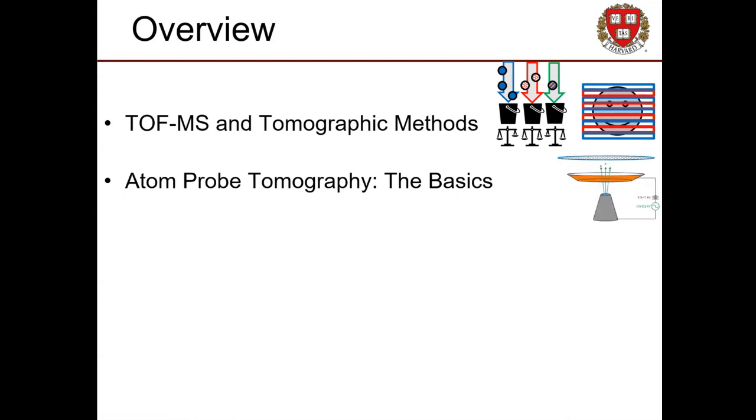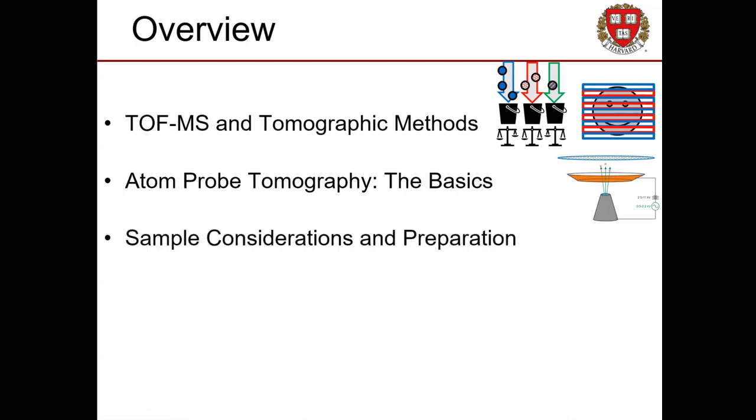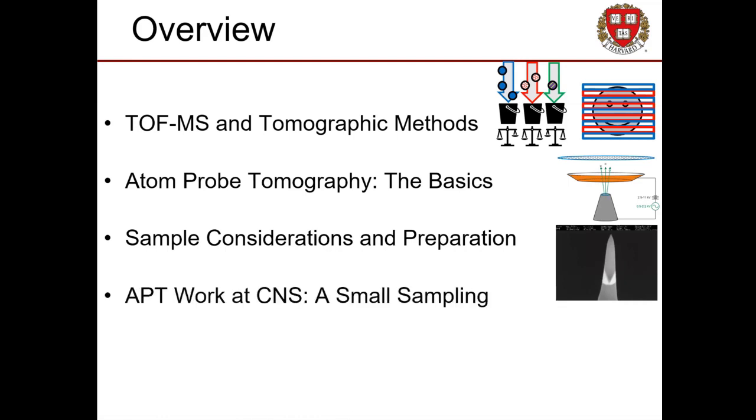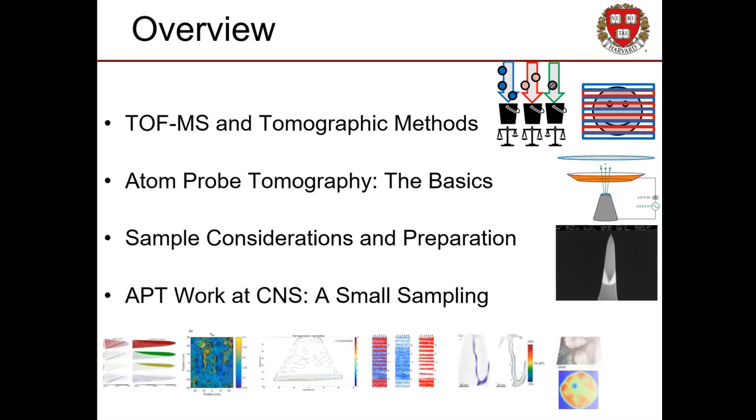We'll then cover the basics of Atom Probe, the actual equipment, how the procedure takes place, and how the data set is generated and handled. Of course, we have to cover sample considerations like all microscopies. If you do not have the correctly prepared sample, you will not get any sort of meaningful data. And then the sorts of Atom Probe work that have been done and are ongoing at CNS, just a small sample because there's quite a bit of it.